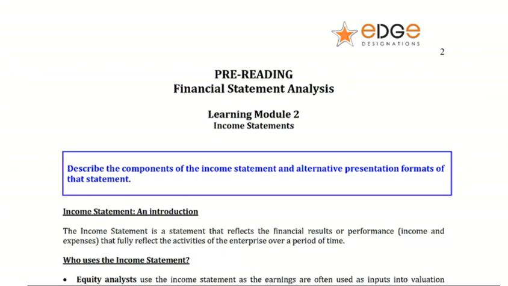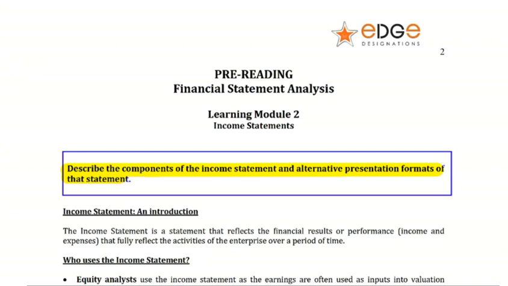What you'll notice is we've seen quite a bit of this already in the previous learning module 1, where we introduced the major statements already: income statement, balance sheet, and cash flow. The first learning outcome statement says describe the components of the income statement as well as alternative presentation formats.